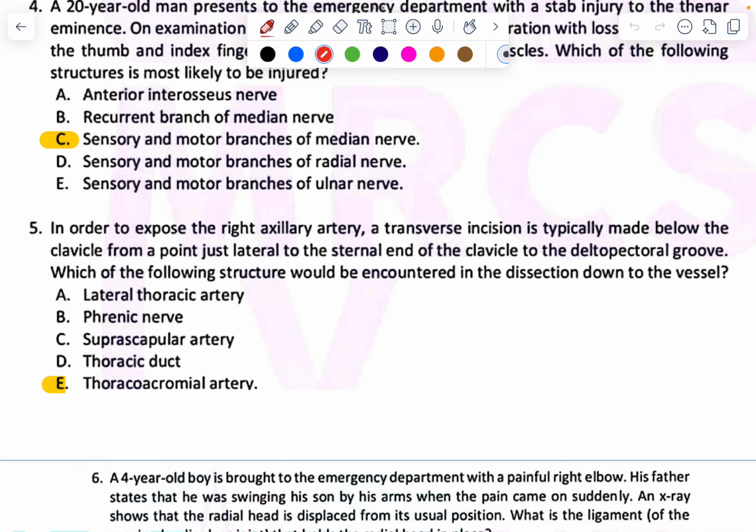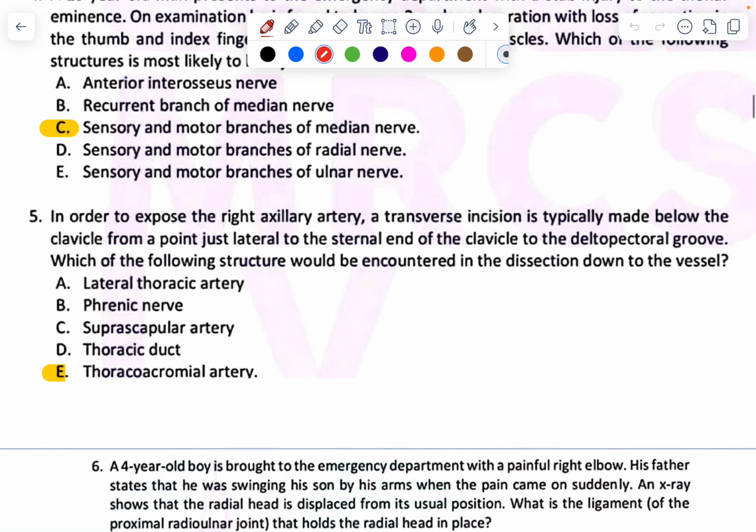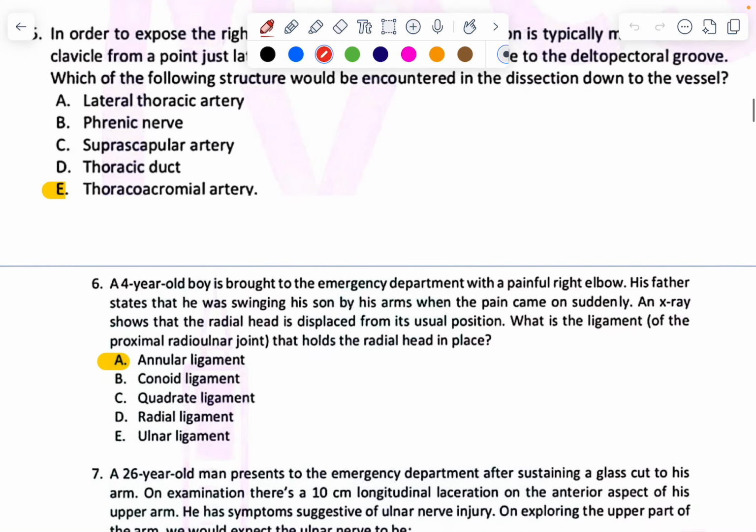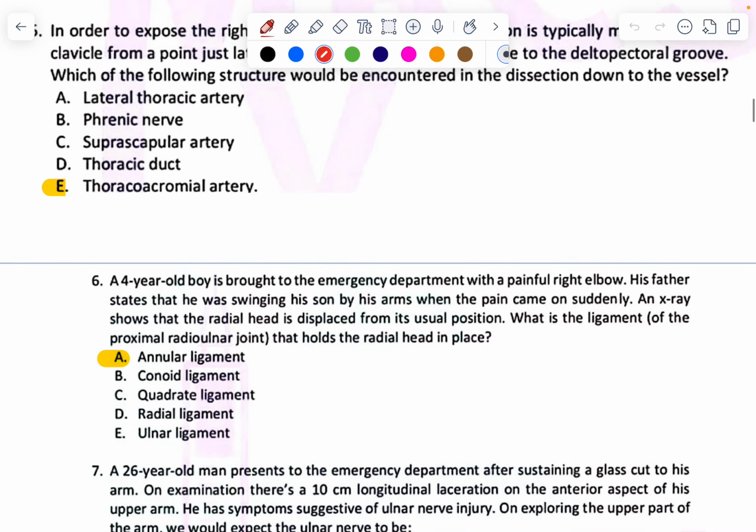A 4-year-old boy presents with an immensely painful right elbow. His father stated that he was swinging his son by the arm. An X-ray shows the radial head is displaced from the annular ligament. It is the annular ligament.